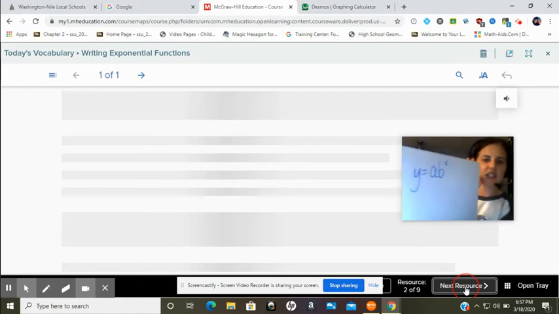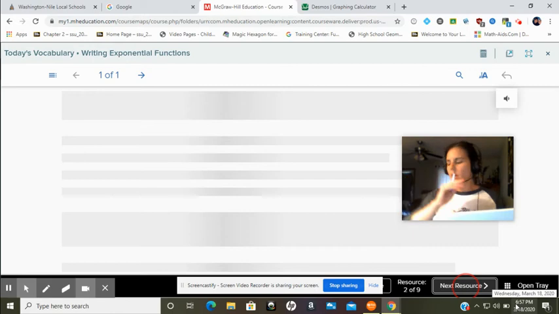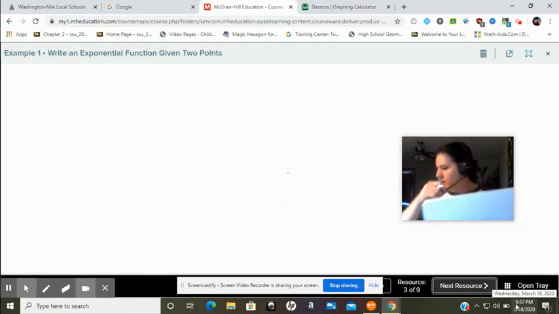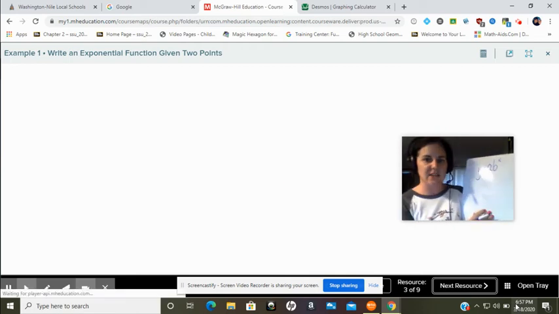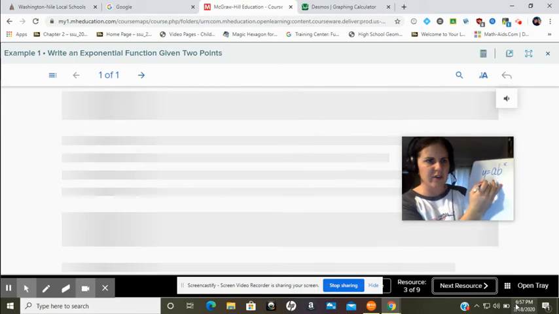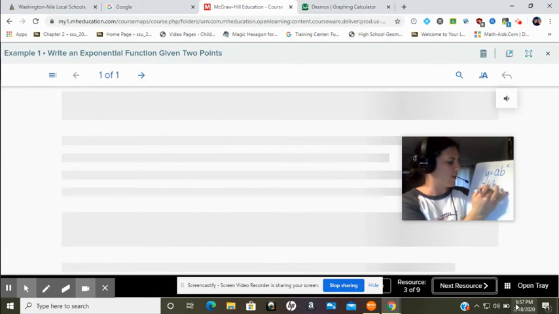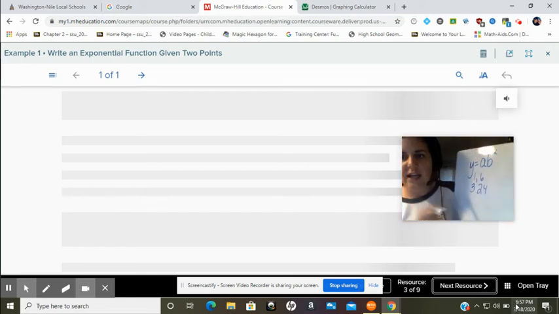So we're going to look a little bit more at writing an equation, given 2 points. I've done this so many times that I've got it memorized. We're looking at the points (1, 6) and I think the other one was (3, 24). So we're looking to write an equation that passes through these 2 points.